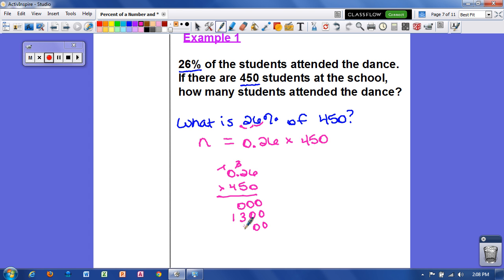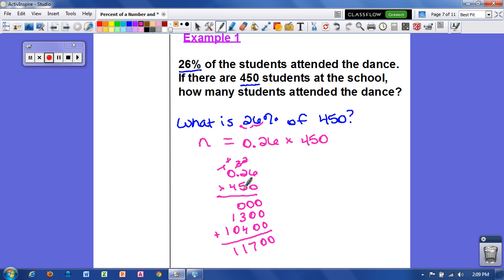6 times 4 is 24. I'm going to carry my 2. 2 times 4 is 8. Plus 2 is 10. 0 times 4 is 0. 0 plus 1 is just 1. Now I've got to add all of that together. That all equals 0. 0. 3 plus 4 is 7. 1 plus 0 is 1. And I have a 1 there.